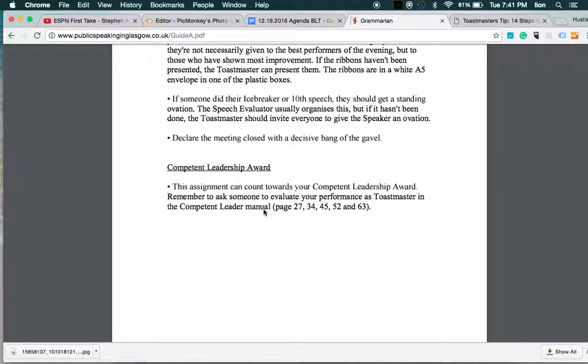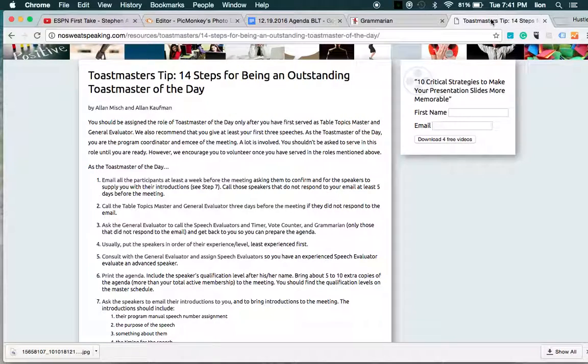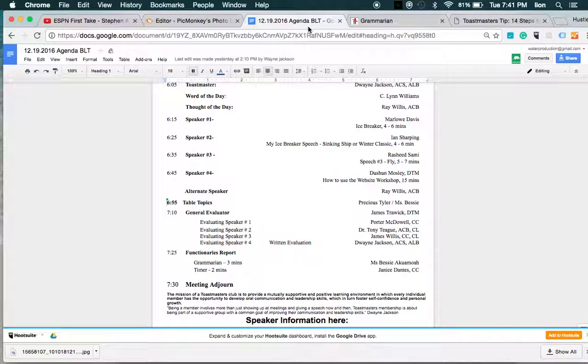And just remember at the end, you're going to be introducing the General Evaluator. You introduce the table topics person, right? And that's on the agenda. After you introduce that table topics person, they do their thing. And then table topics leaves. Then you introduce the General Evaluator. The General Evaluator does their evaluations. And then from there, in our club, we actually have our president come and close out the meeting. So the Toastmaster does not come back up. But some clubs, you can have the Toastmaster come back up again. So that's up to your club. But in our club, the Toastmaster is pretty much done once the General Evaluator goes up there.